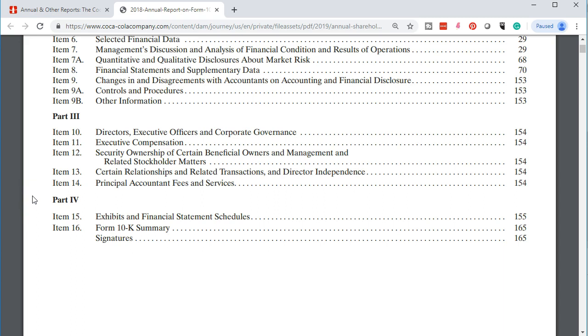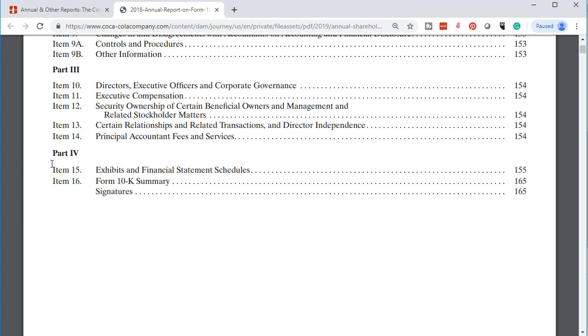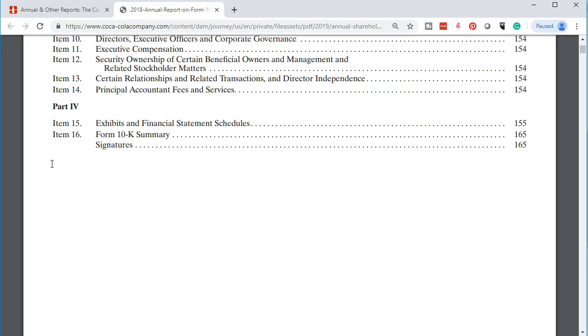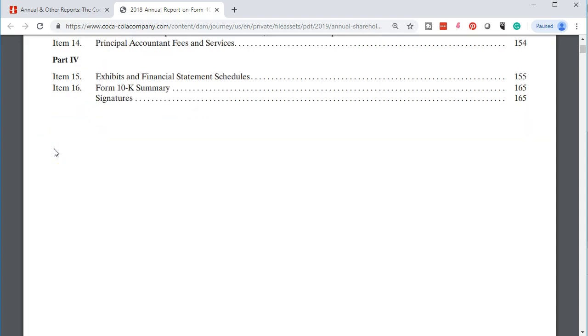We've got part 3. Directors, executive officers, and corporate governance, executive compensation. So we actually have the compensation of the executives if that's something you want to take a look at. Security ownership of certain beneficial owners and management and related stockholder matters, certain relationships and related transactions and director independence, principal accountant's fees and services. So if you want to see the accountant fees and services for Coca-Cola, you can take a look at that. Might be interesting to some folks in the accounting field. Exhibits and financial statement schedules, Form 10-K.